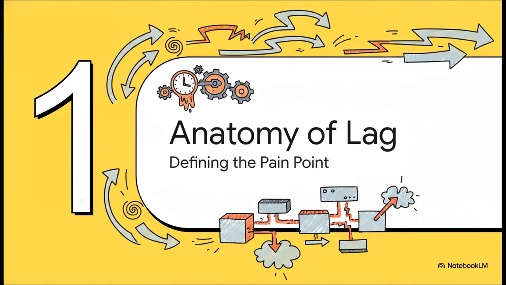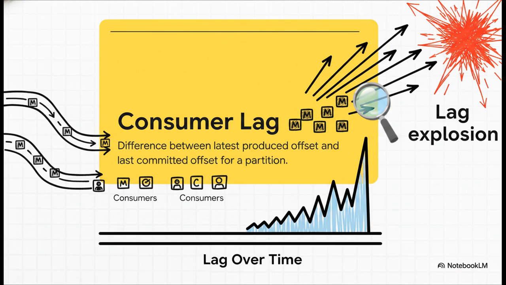Okay, starting with Section 1, the anatomy of lag, and really defining what this pain point is. Fundamentally, consumer lag is just an offset delta. It represents the exact volume of in-flight messages your system is currently starving for. Now, a small, stable lag, that is completely normal. We expect that. But a rapid, vertical spike, that's a lag explosion, and it means your consumers are officially drowning.